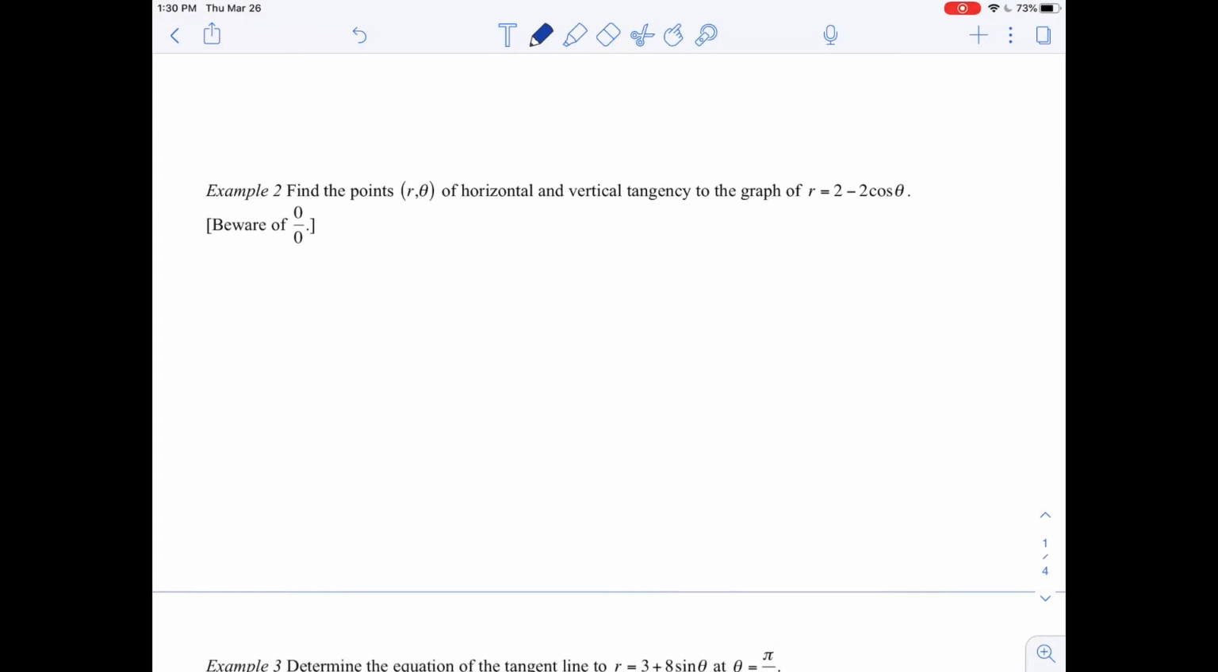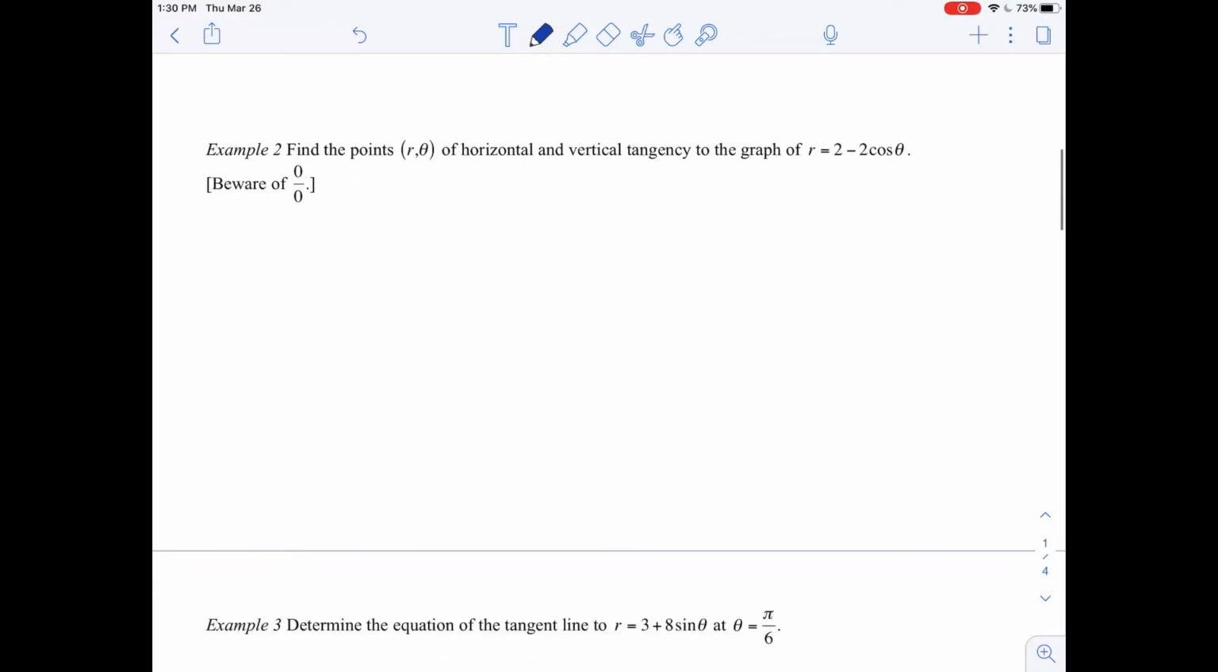Find the points (r, theta) of horizontal and vertical tangency for the graph of r = 2 minus 2 cosine theta. Okay, so my dr d theta, the derivative of r with respect to theta: 2 is obviously going to come out to be 0. Negative cosine theta would normally come out to be positive sine theta. So that's where I get 2 sine theta as my dr d theta.